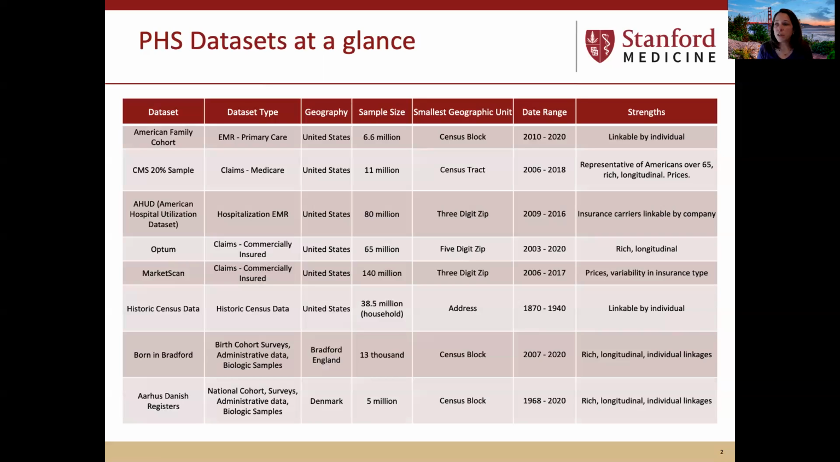The Aarhus Danish registers are very similar, except the entire population of Denmark, minus about 5%, is in this data set. Born in Bradford is much easier to access. You simply have to complete a number of security steps, whereas with Aarhus, unless you're in the EU and have an affiliation with a Danish institution, you cannot directly access the data. However, if your project's approved, they have analysts that can complete the project for you.